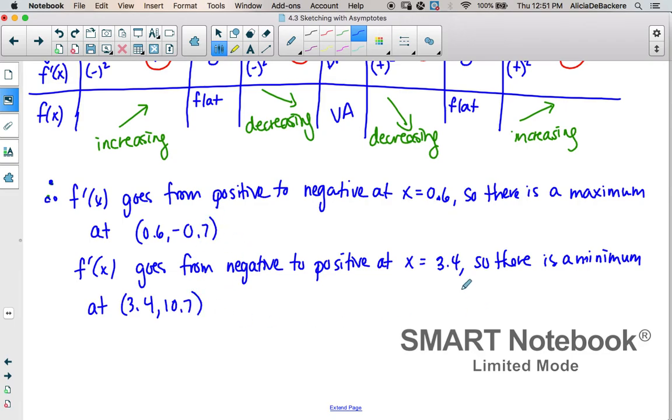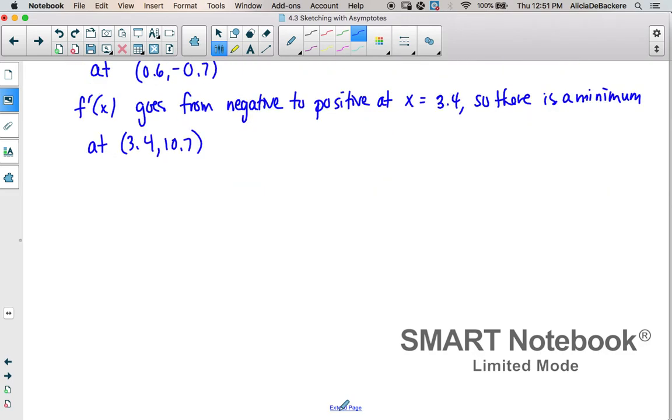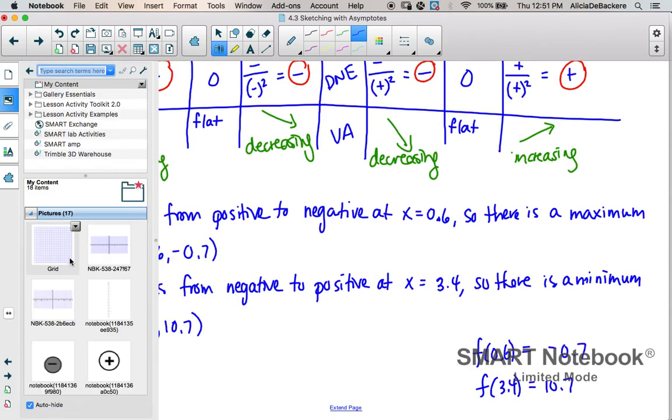Okay, so these values here, I did go off to the side and calculate those by plugging them into my original function. So I plugged 0.6 into the original and I got negative 0.07, and I plugged 3.4 into my equation and I got 10.7. All right, so we're going to draw a quick sketch of what this looks like.